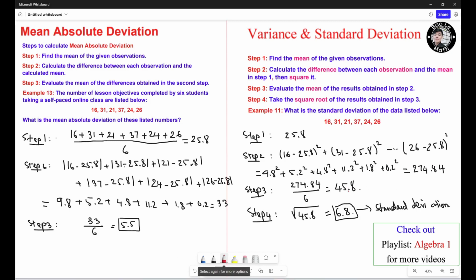Note that 45.8 is the variance. We use sigma squared to represent the variance, so the variance equals 45.8. If we take the square root of sigma squared, it turns out to be sigma. Sigma equals 6.8, and this equals the standard deviation. Now let's use the calculator to check our work.